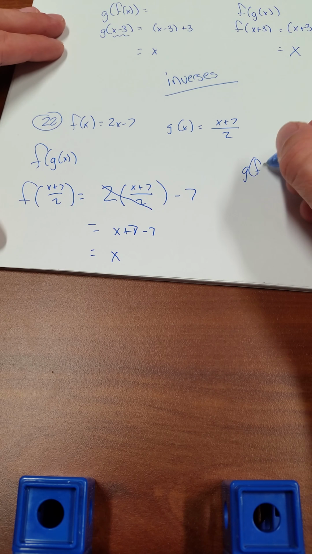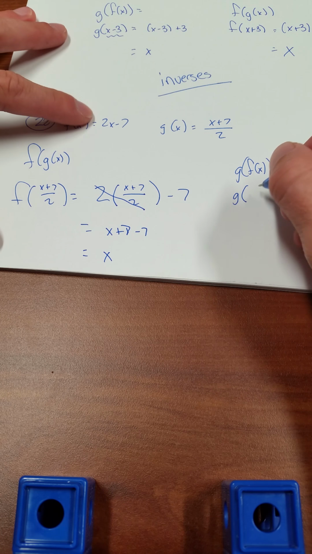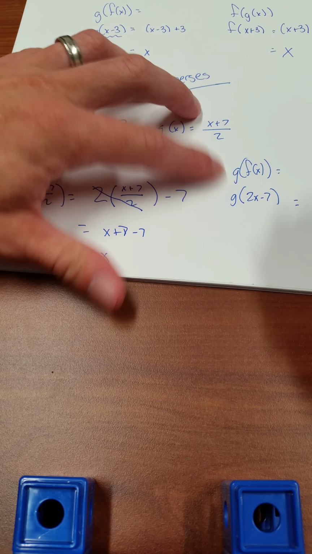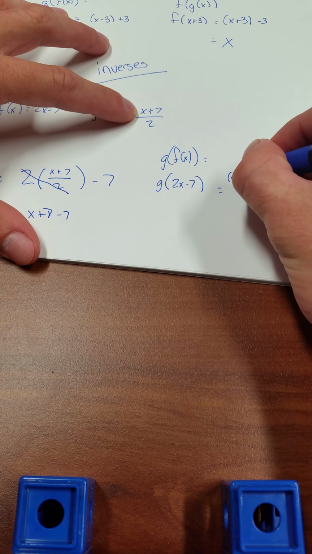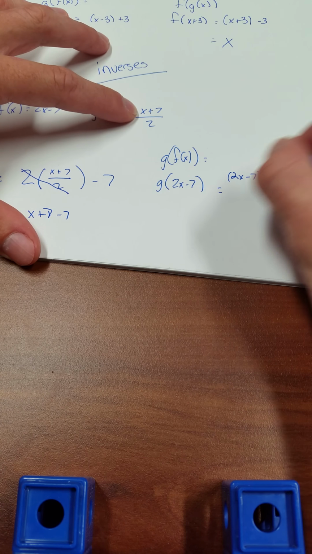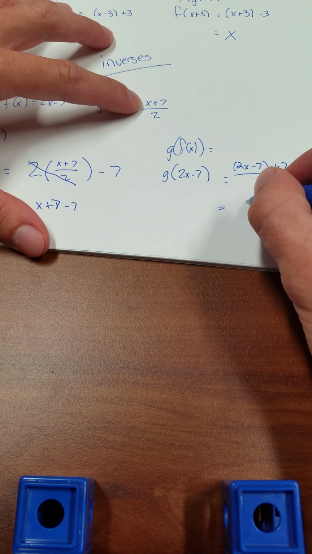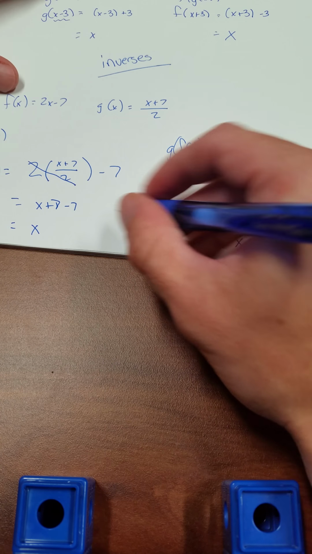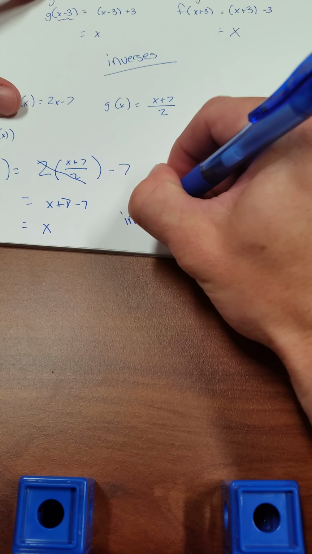So g of f of x. So that means g of 2x minus 7. So take 2x minus 7, plug it in for x. So that is 2x minus 7 plus 7 over 2. Negative 7 plus 7 cancels, so that's 2x over 2, which simplifies to x. X on both of them, so they are inverses.